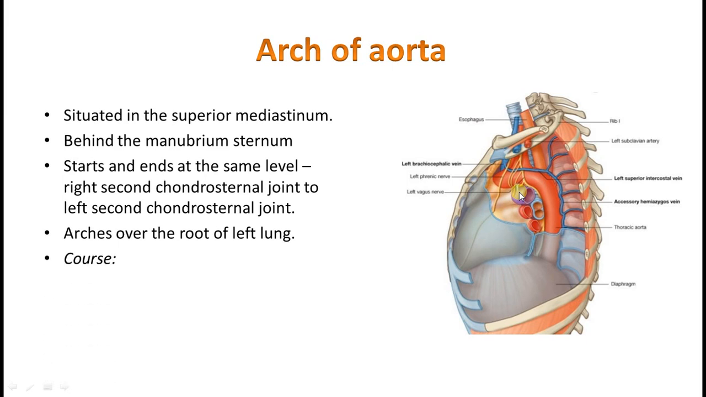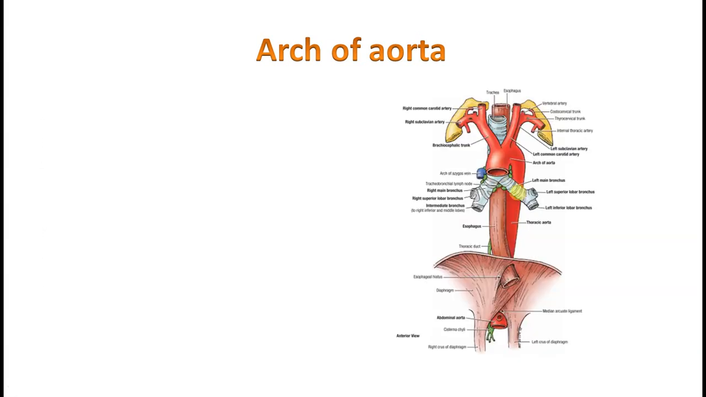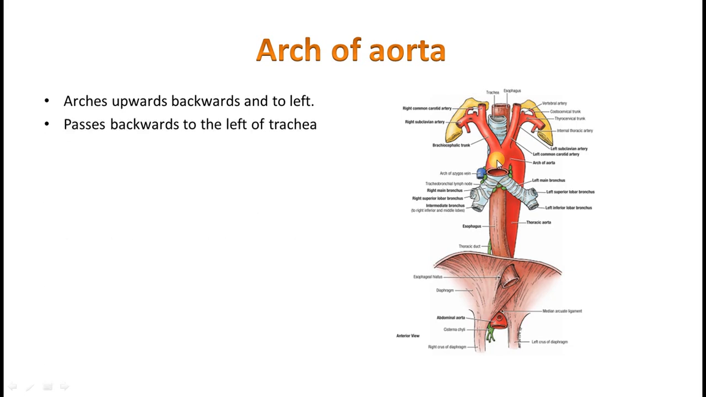Now, first it runs upwards, backwards and towards the right side. Upwards, backwards and towards the left side, and then backwards to the left of the trachea, and finally turns downwards to continue as the descending thoracic aorta.